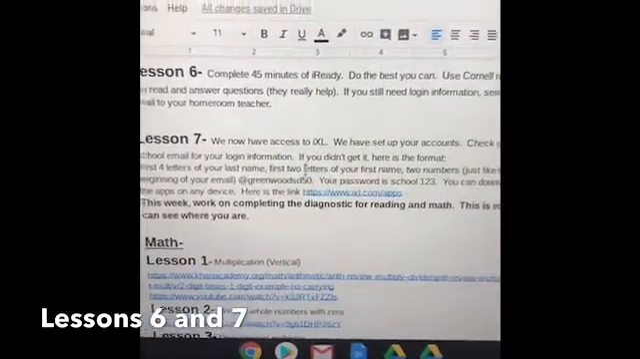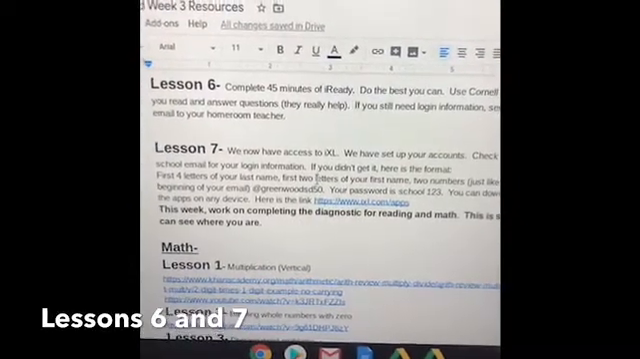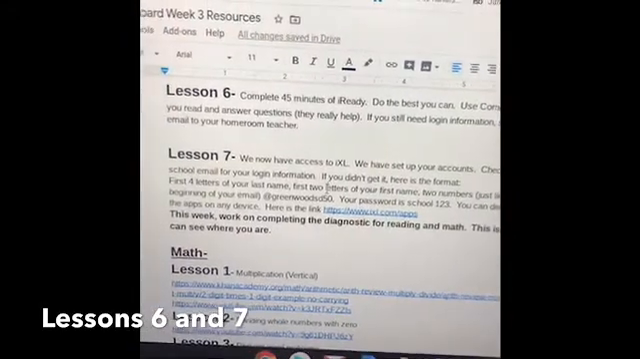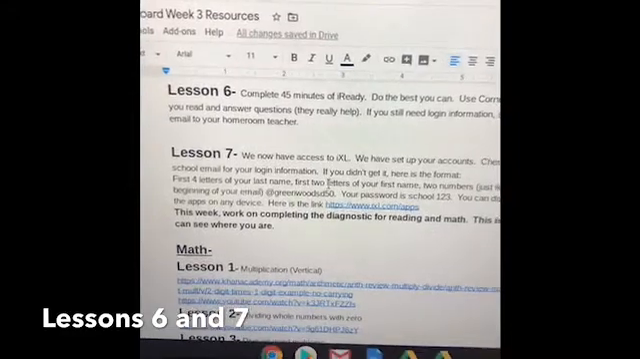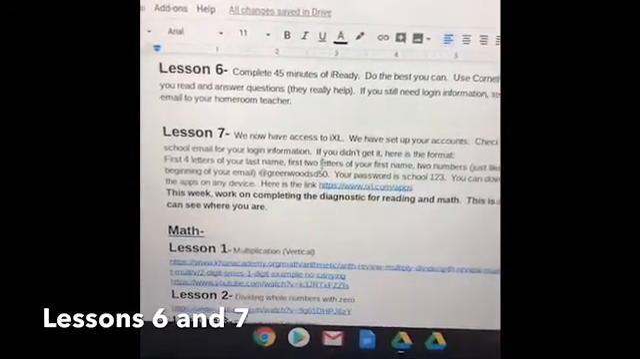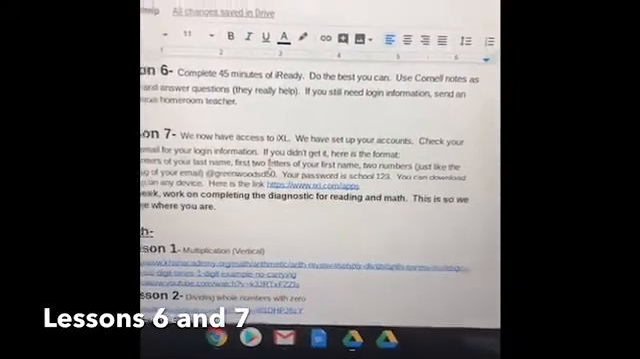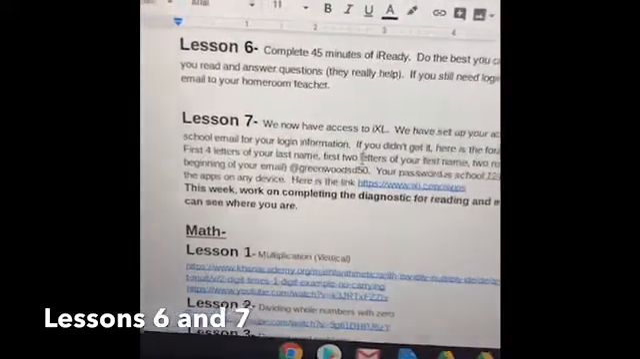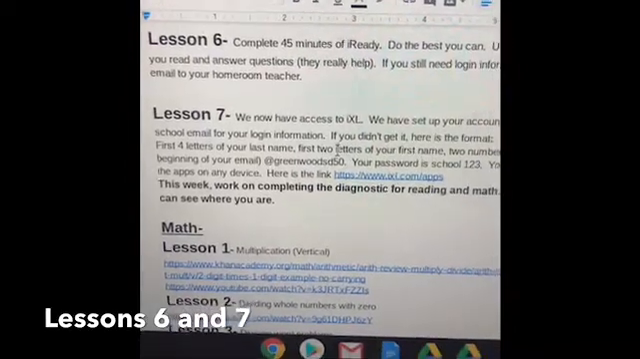You can log in on any device. You can download the apps from the App Store or from the Google Play Store. Your login is the same as it is at the beginning of your email, which is the first 4 letters of your last name, then the first 2 letters of your first name, and the last 2 numbers of your lunch number. Then the rest of it is at Greenwood SD 50.